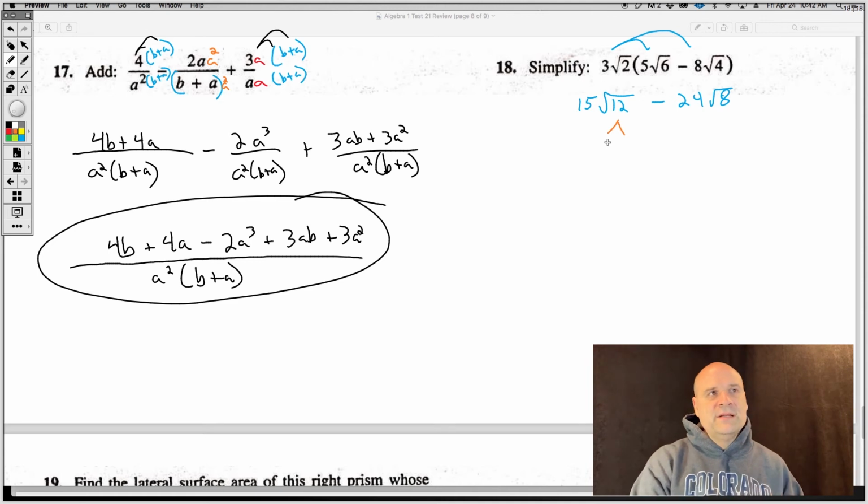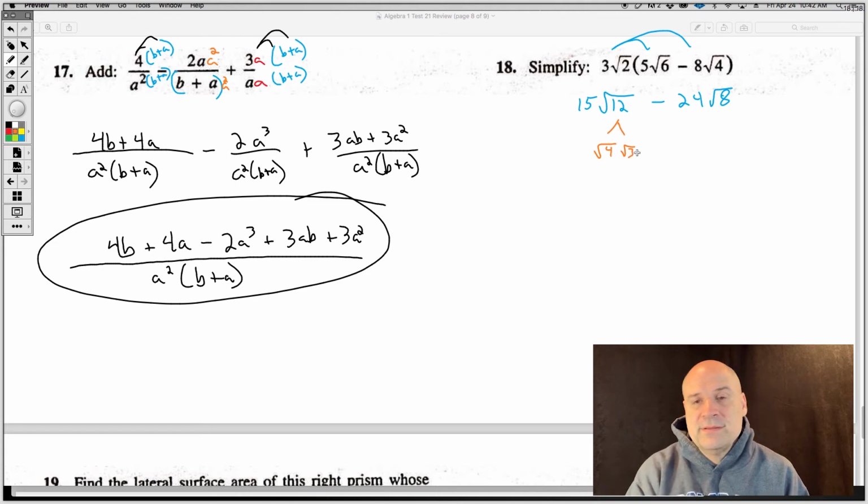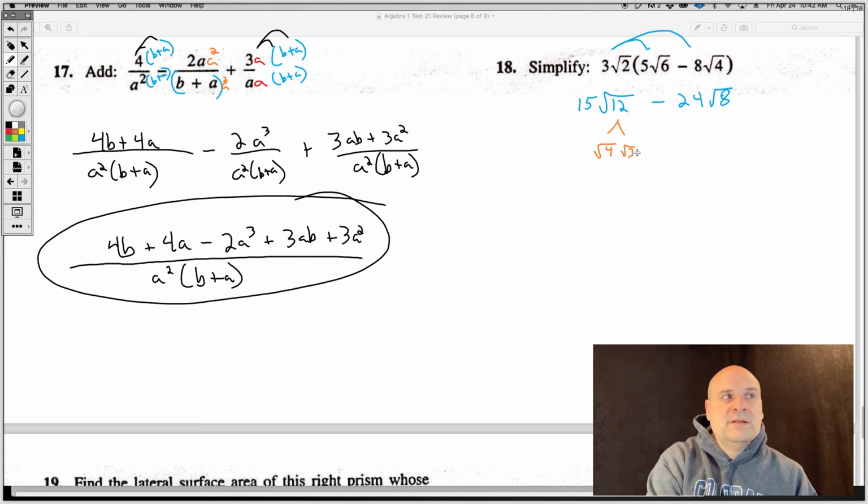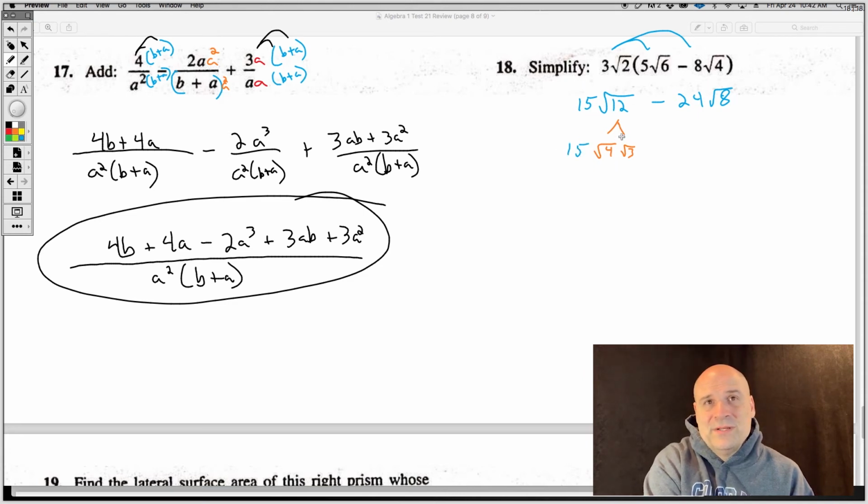The first factor is your biggest square that you can find in 12. That's 4. So square root of 4 times the second factor, which is whatever wasn't the perfect square, okay? So this is all still multiplied by 15. See how this is the same thing as this? All we did was take out a square root of a perfect square and then a square root of a non-perfect square, okay?